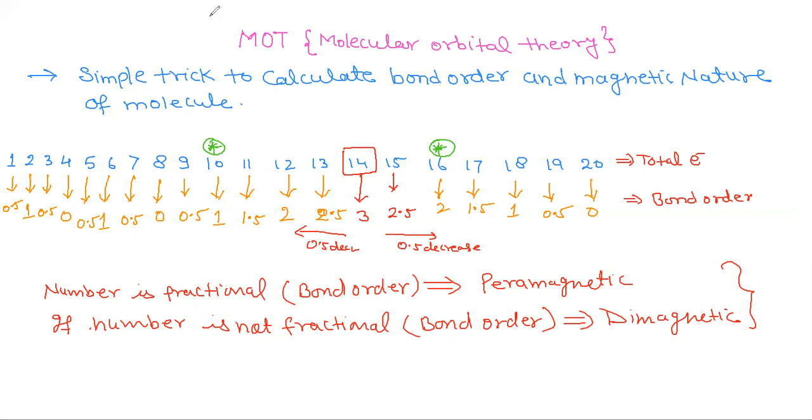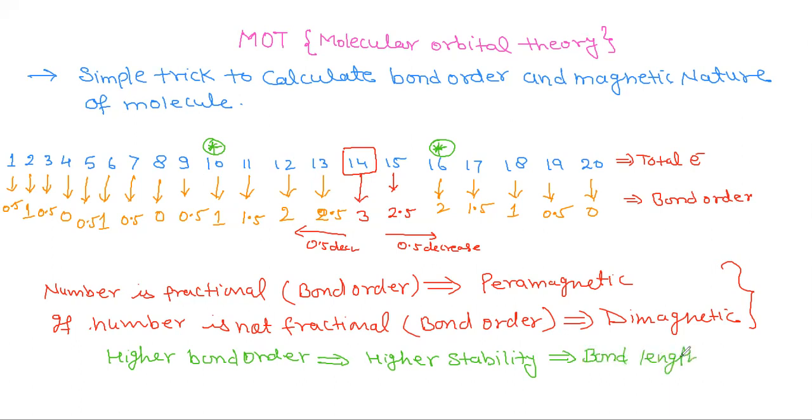Now come to the point. Just one more point I'm writing here, and you remember this: higher bond order means higher stability. It means less bond length. Bond length is least. You remember this.